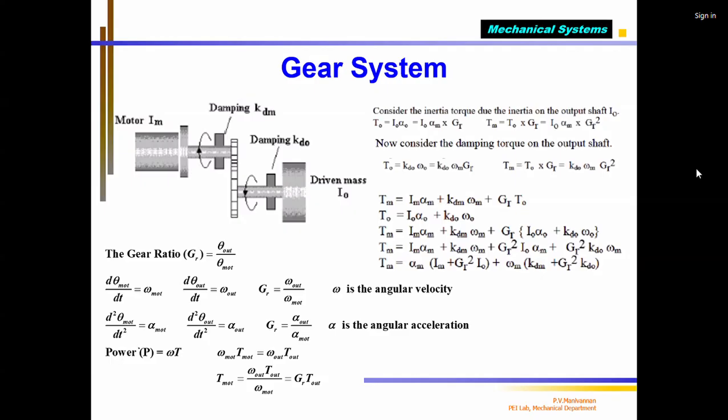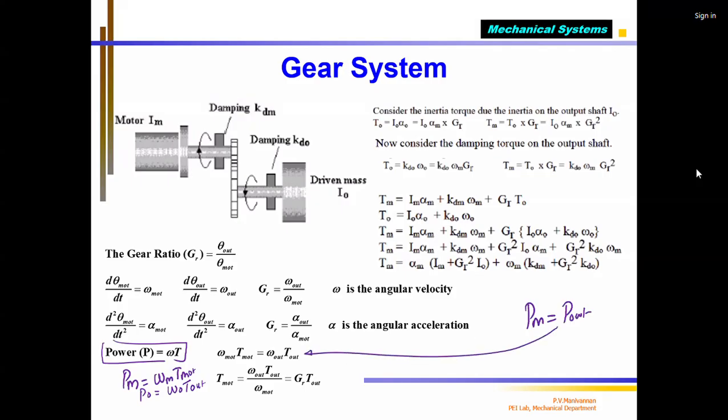We know that power is omega times T in a mechanical system. There are two powers. One is the input power, the motor power: P motor equals omega motor times T motor. Similarly, the output power, P out, which acts on the load, is omega out times T out. Since we know this, as I already told you in the previous slide, P motor should be equal to P out.